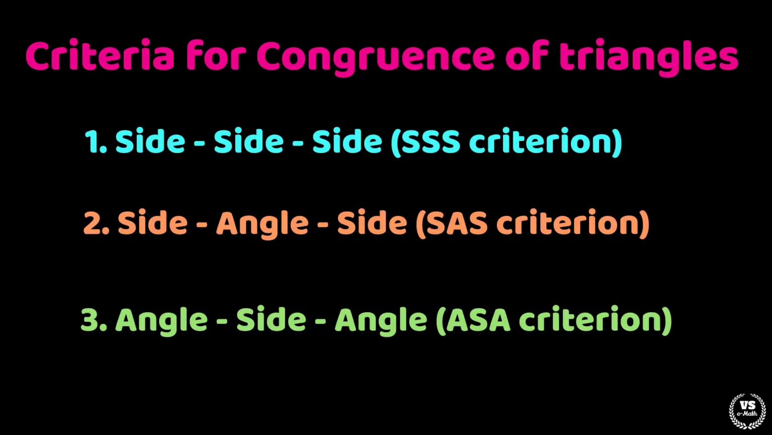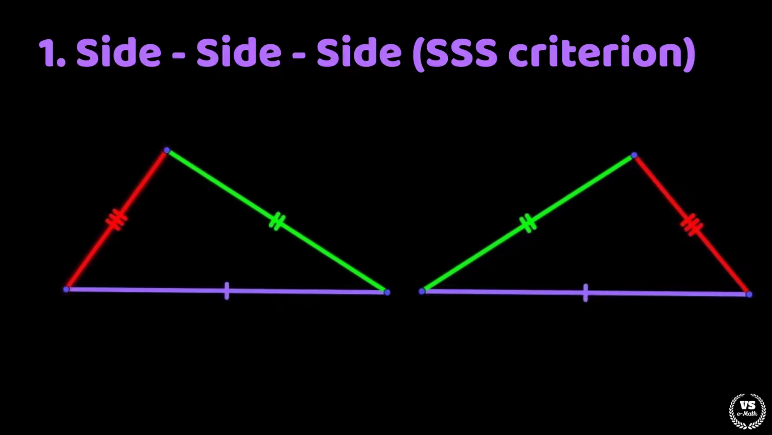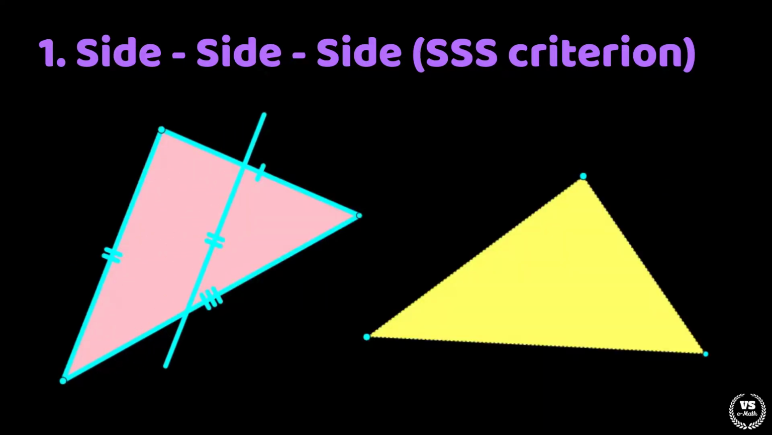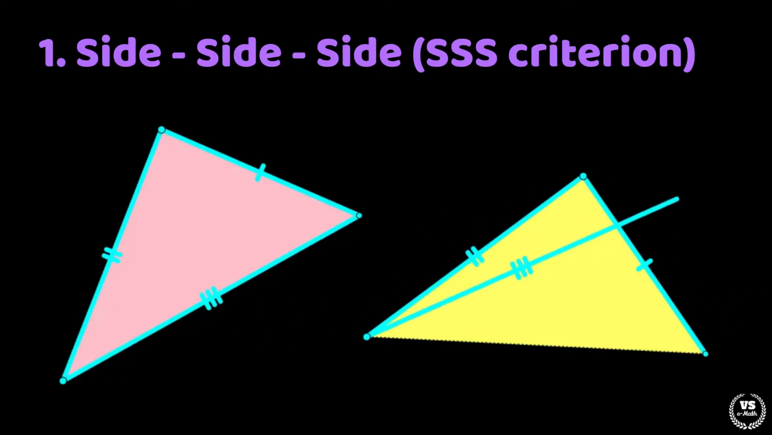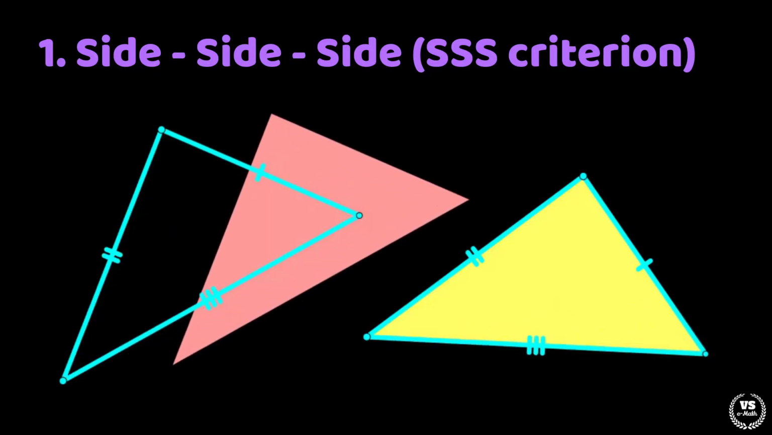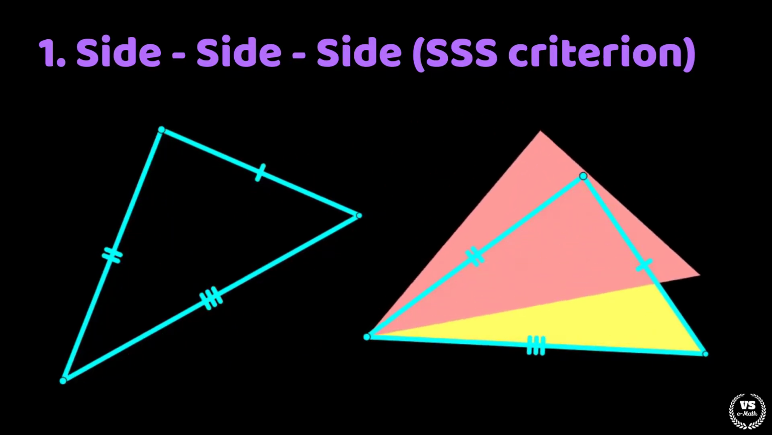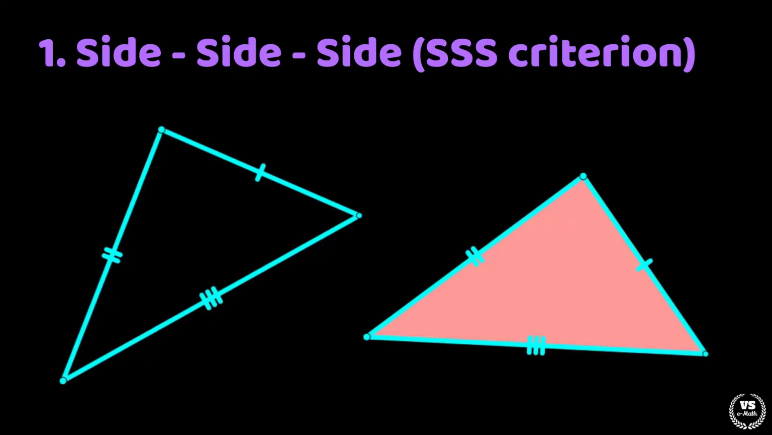First, let's start with the side, side, side, or SSS criterion. If 3 sides of one triangle are equal to 3 sides of the second triangle, then the 2 triangles are congruent. Is it true? Let's visually check whether it's true or not. I hope I'm right. Now, let's move on to the SAS criterion.